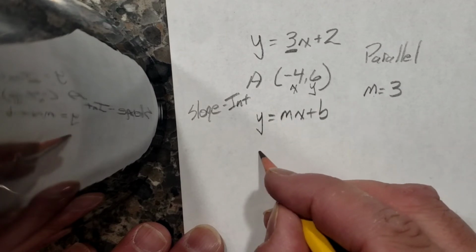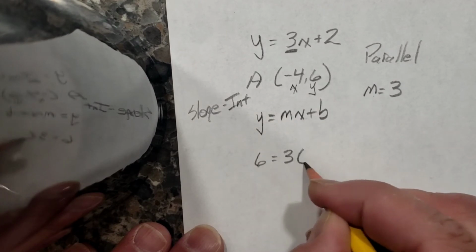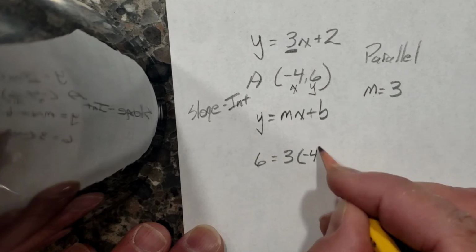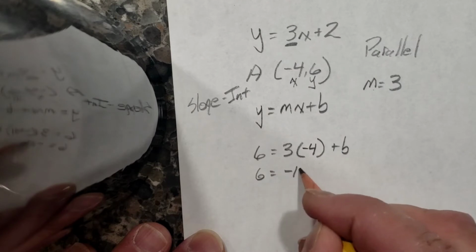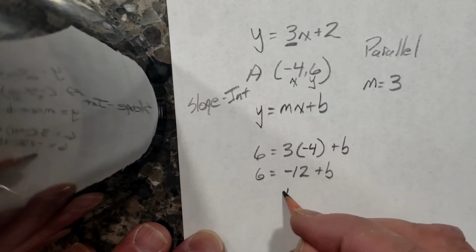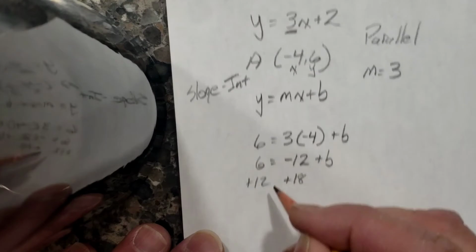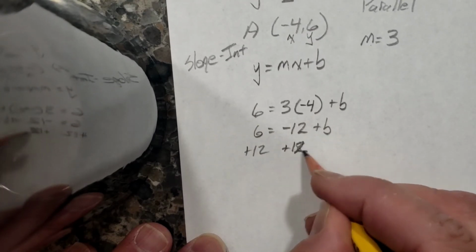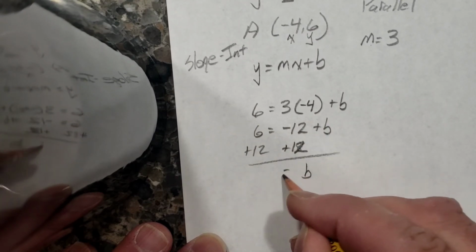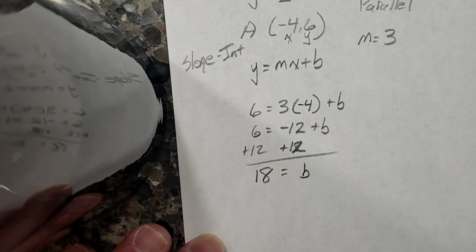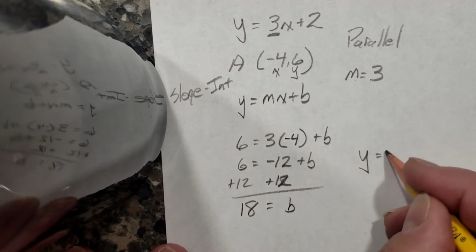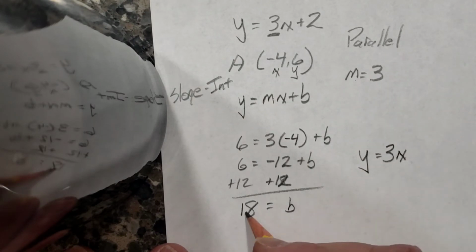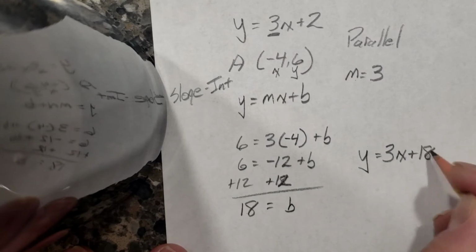Y is 6, my slope is 3, my x is negative 4, plus b. Negative 4 times 3 is negative 12, and then you add 12 to both sides. Oops, 12. Gave away the answer there. B is 18. We come back: y equals, our slope is 3, mx plus b, plus 18. And that's where we get our answer.